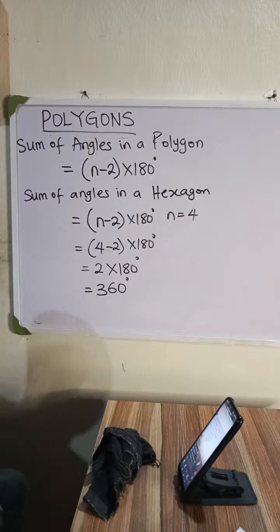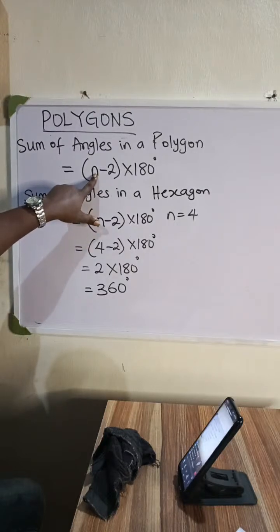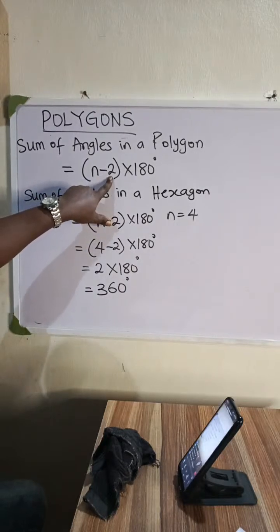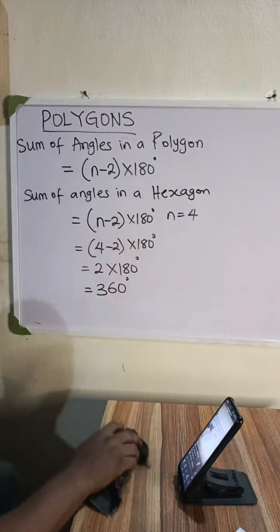720, okay? Confidence also says 720. Good. So all you need to do is put 6 here. 6 minus 2 gives you 4. 4 times 180 gives you 720, correct?